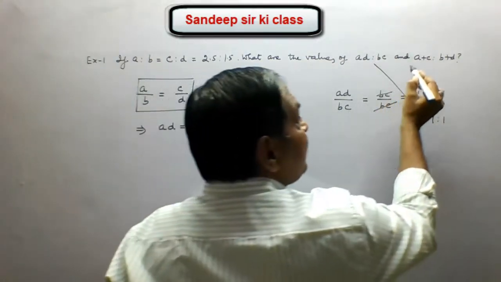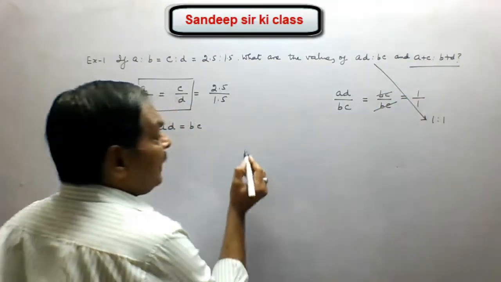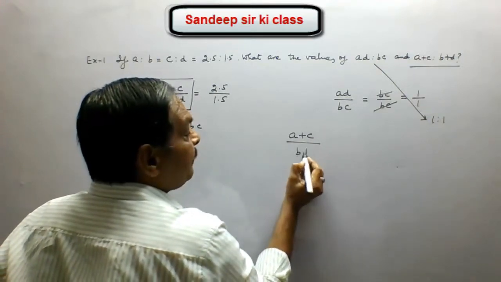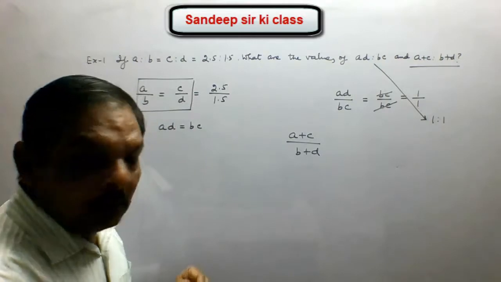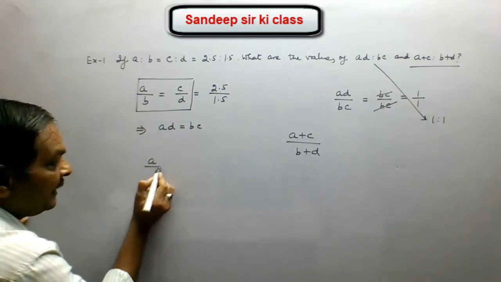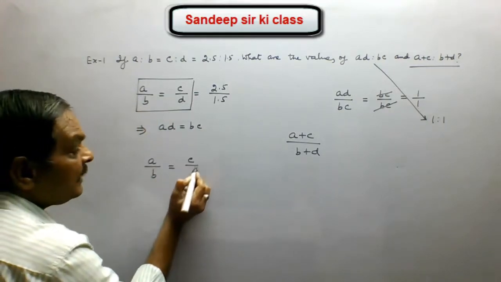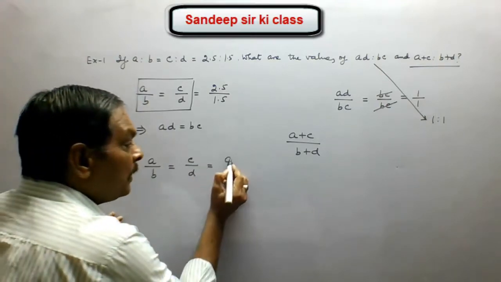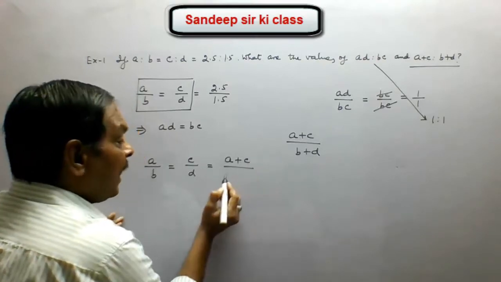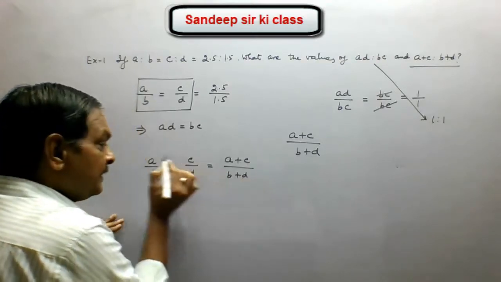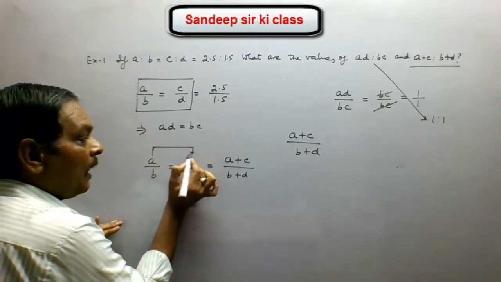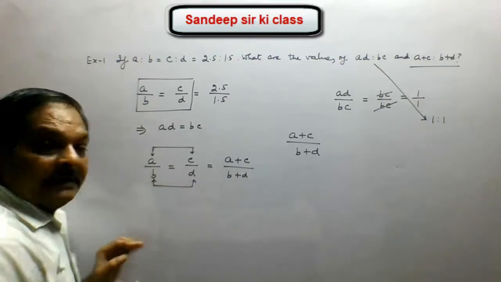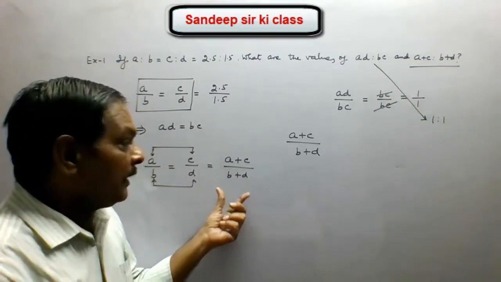Now we see the next problem. We require the ratio A plus C upon B plus D. Now we know that A upon B is equal to C upon D, then each ratio will be equal to A plus C upon B plus D. Here A and C are added, and B and D are added. This is called addendo property.